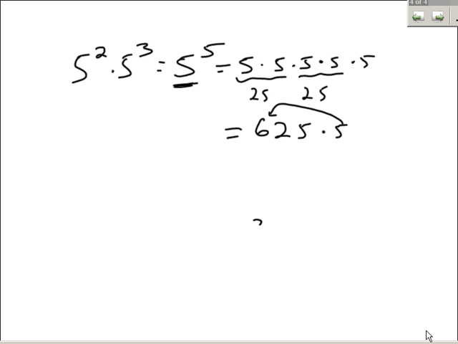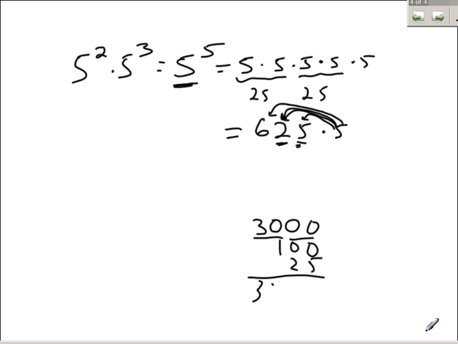5 times 600 is 3,000. 5 times 6 is 30 with the 2 zeros. 5 times 20 is 100. And then, lastly, 5 times 5 is 25. 3125. Whatever you do, don't do 5 times 5 is 25, 25 times 5 is 125.